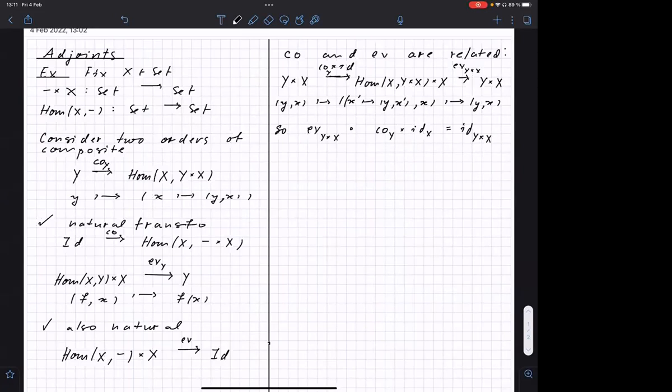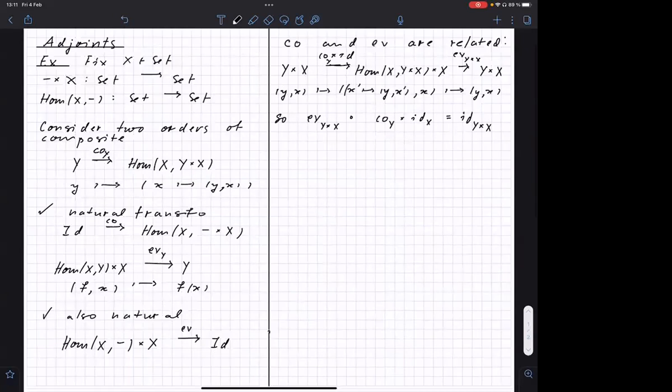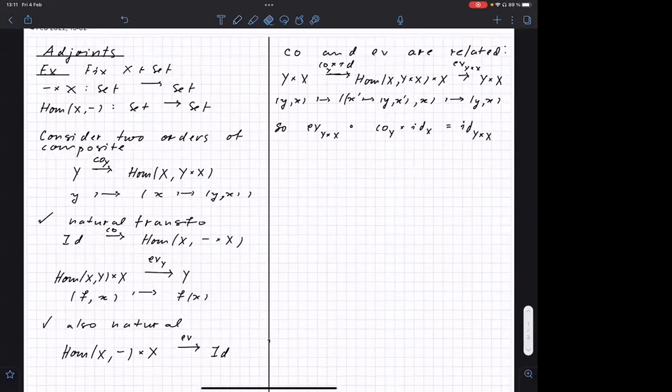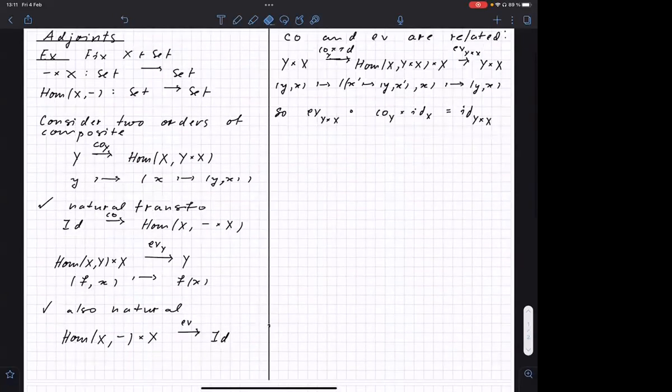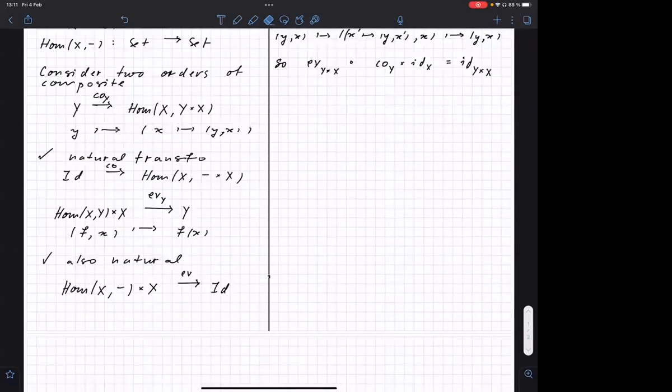Okay, and similarly, I could do it in the other direction. So I could take this evaluation and I could hom from X into the evaluation.